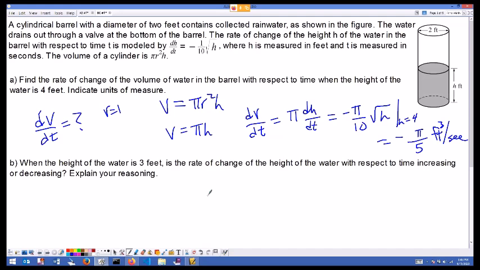All right. When the height of the water is 3 feet, we want to know if the rate of change of the height of the water with respect to time is increasing or decreasing. So the rate of change of the height is dh dt. And we want to know, is dh dt increasing or decreasing? Which means we need to figure out what's the derivative of this. If the derivative of this is positive, then it's increasing. And if the derivative of that is negative, then it's decreasing.